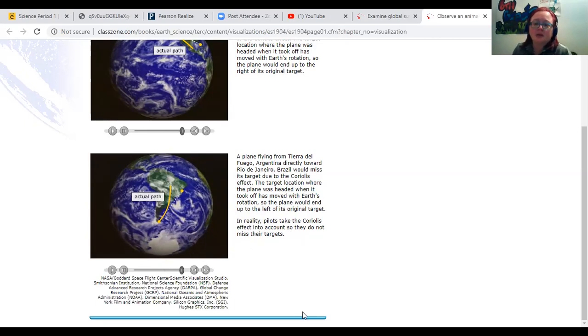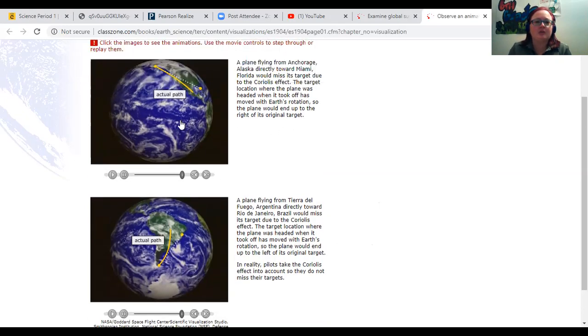Being a pilot, not only do you have hundreds of people's lives in your hands and you're powering this heavy machinery, you need to know a lot about navigating through the atmosphere and the winds and how they affect the direction and the path of the plane.